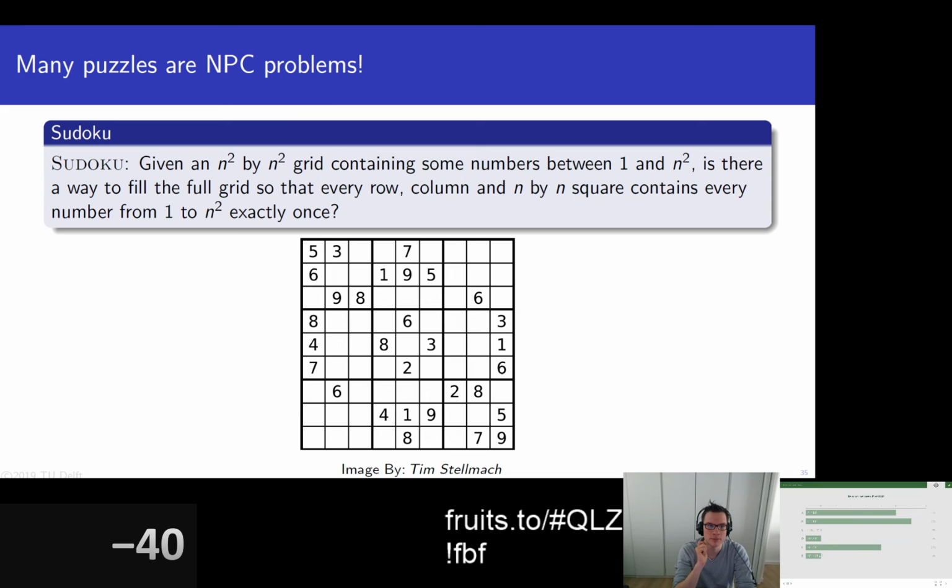Given a solution, I can check the solution for you easily. I check every row, I check every column, and I check every square. That's it. But finding the solution, I have no better way than something that requires exponential time. I have no polynomial time algorithm to solve Sudokus. If you do, let me know, because it means you have shown that P equals NP.